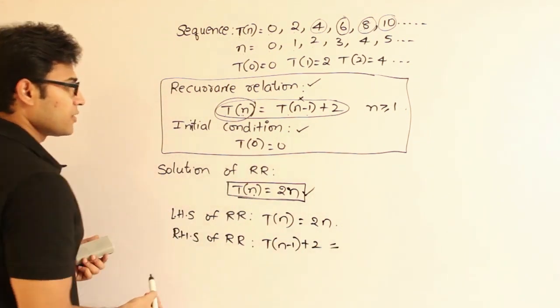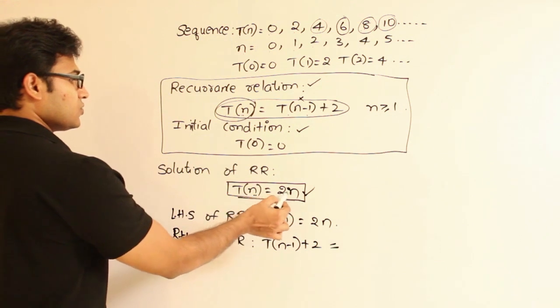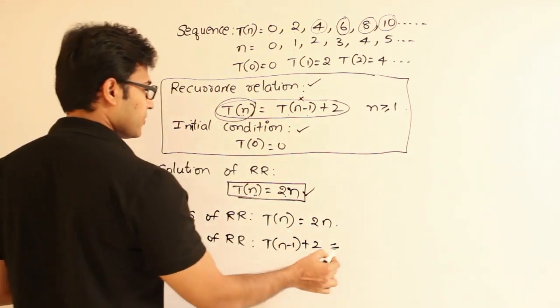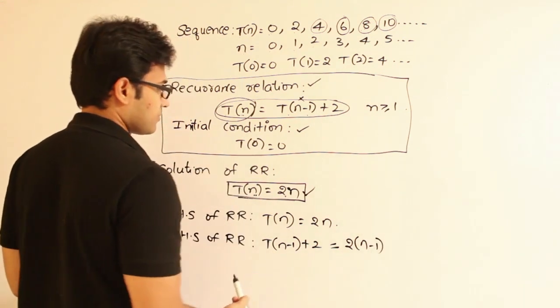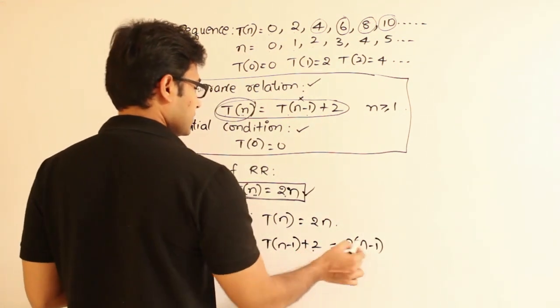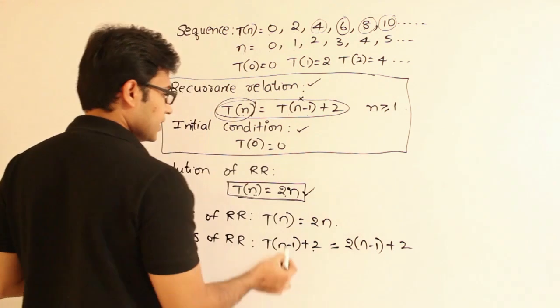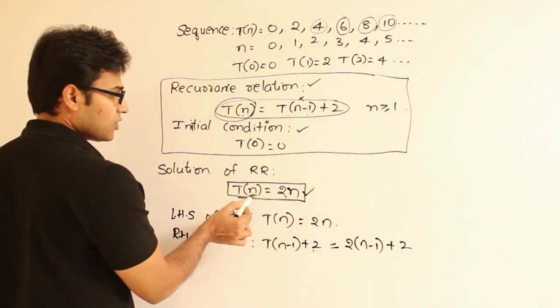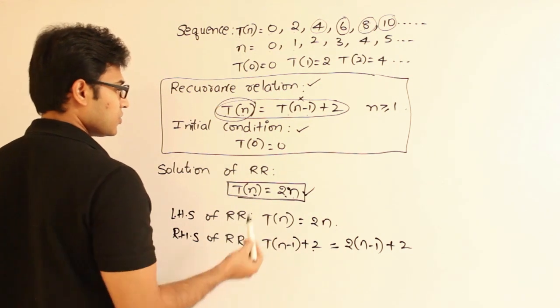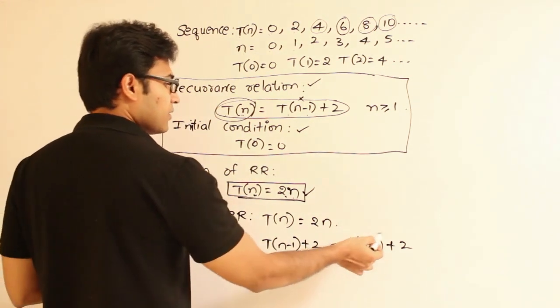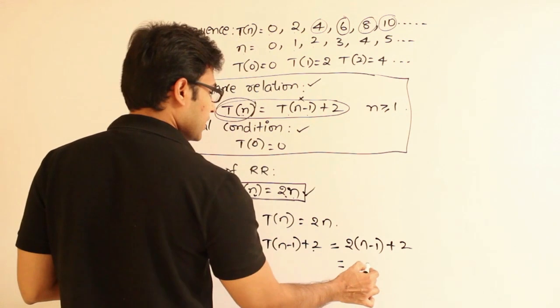Now what is T of n minus 1? If T of n is 2n, then what will be T of n minus 1? 2 into n minus 1, isn't it? Plus 2 is already there. Are you getting this? If T of n is 2n, then for T of n minus 1, in place of n we are supposed to put n minus 1. I am just substituting n minus 1. Then what do I get? The same thing, which is nothing but again 2n.